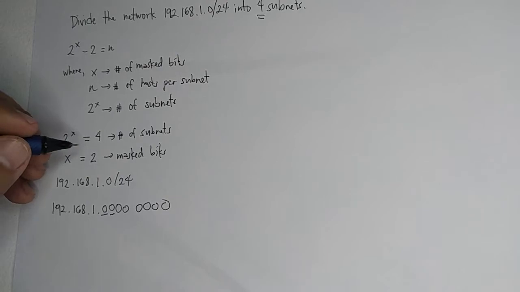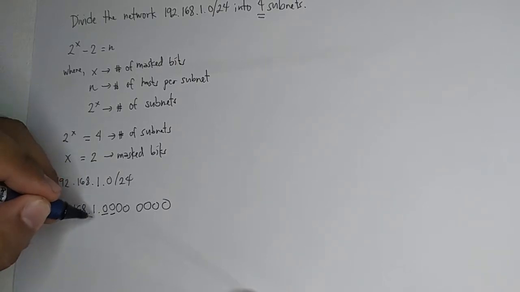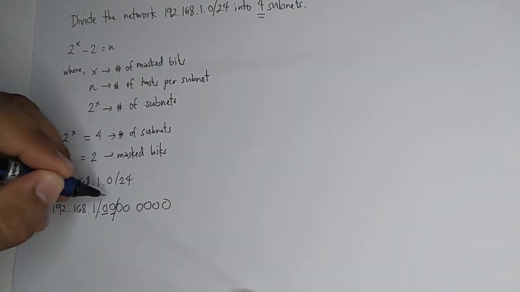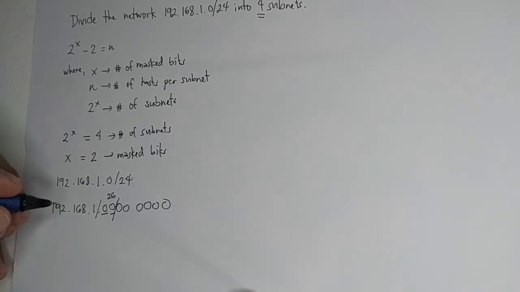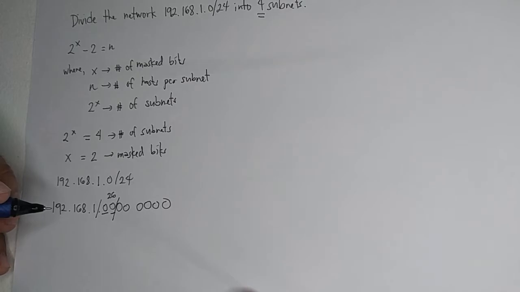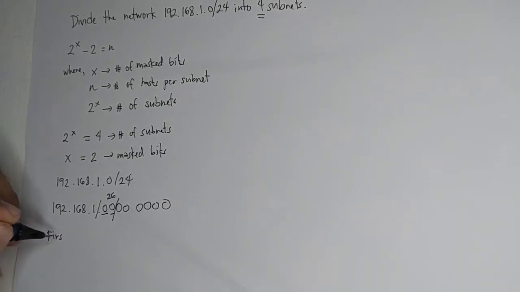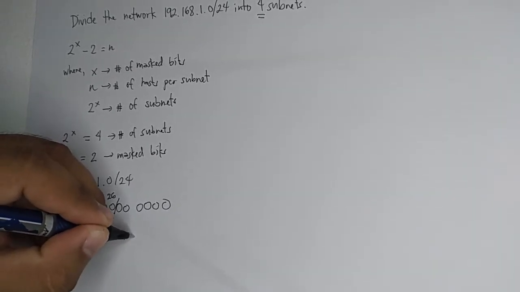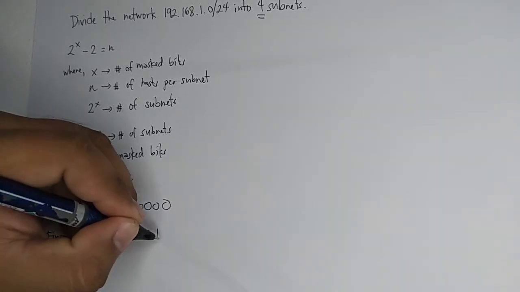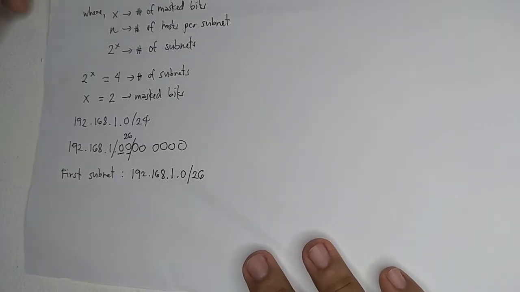So the address now becomes a slash 26. Since this was the slash 24 notation and we borrowed 2 bits, this becomes a slash 26 address. From there we'll start working on our division process. For the first subnet, we'll make use of the address 192.168.1.0/26.